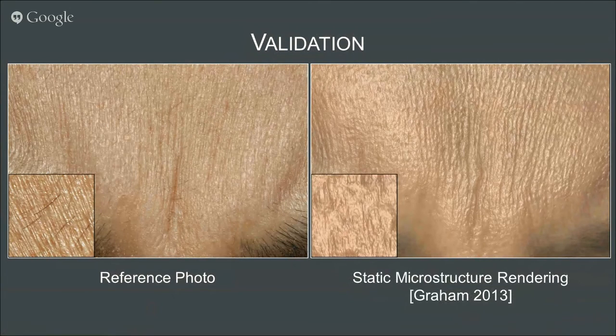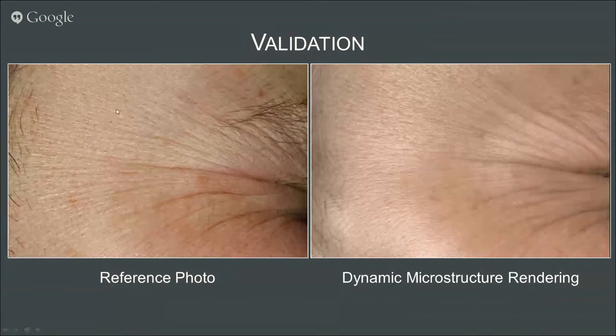Okay. So one more example. Again, the left is a photograph and the right is the rendering. And overall, the texture orientation is kind of matching to the reference.